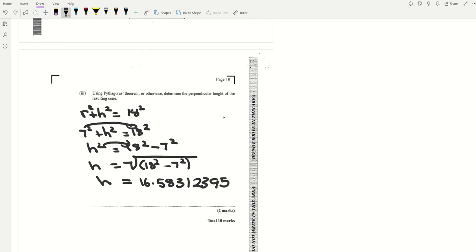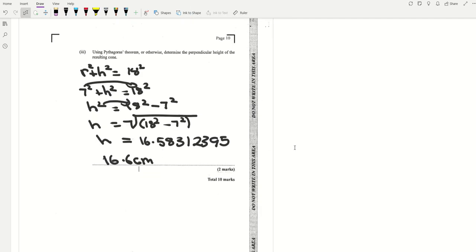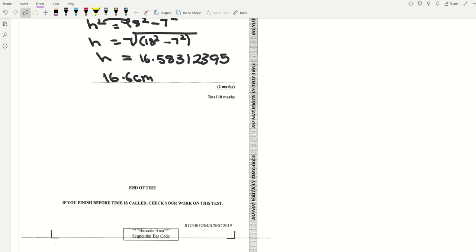16.58312395, which is 16.6 centimeters, and that would be the answer for part 2. And that is the end of May-June 2018.